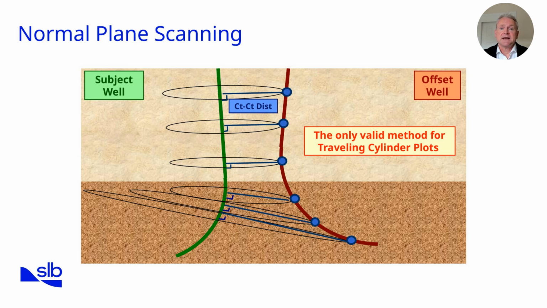Unlike horizontal plane scanning, normal plane scanning captures the true risk of collision by accounting for the well trajectory and direction at each point. It provides the most accurate measure of clearance in complex drilling geometries. This approach ensures that offset wells are not only separated in distance but also in orientation relative to the subject well. By using normal plane scanning, operators can model clearances dynamically as the well progresses, integrating positional uncertainty into decision making. This makes it the only valid method for travelling cylinder analysis, ensuring both planned and real-time drilling maintain a safe margin from offset wells.